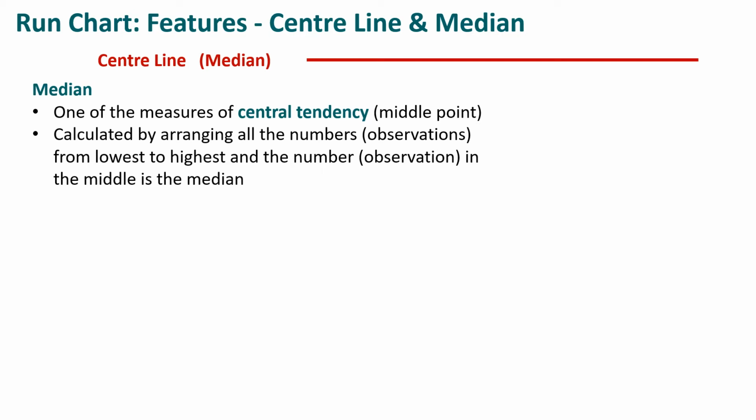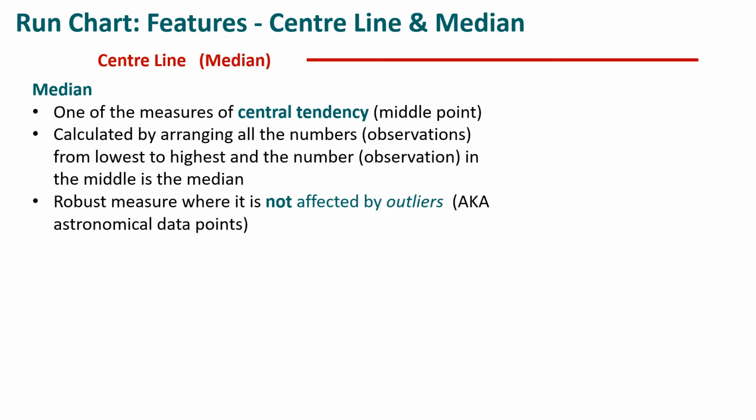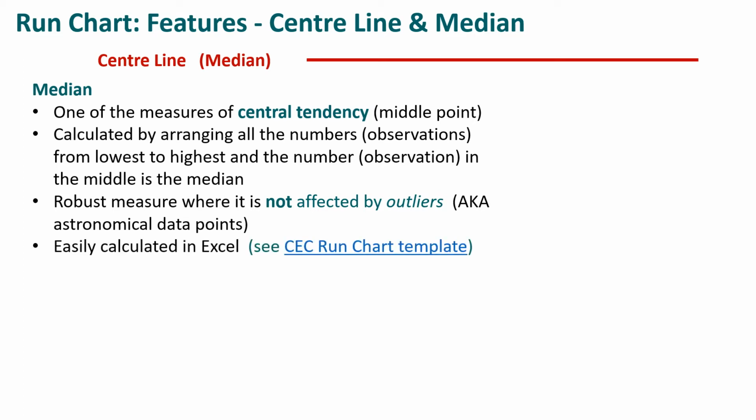It's calculated by arranging all the numbers or observations from lowest to highest, and the number or the observation in the middle of the range of data is called the median. It's a very robust measure of central tendency because it's not affected by outliers, also called astronomical data points. It's very easy to calculate in Excel, and we've set up some run chart templates on the CEC website, and these already have the median calculated for you.